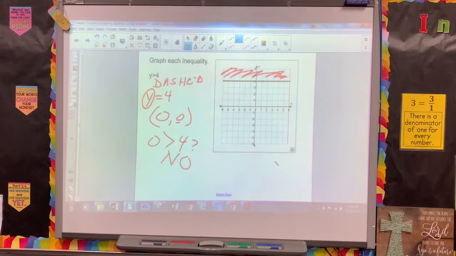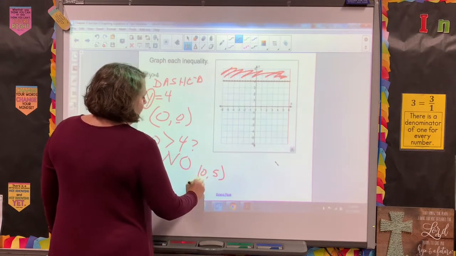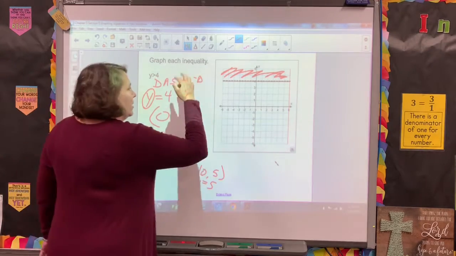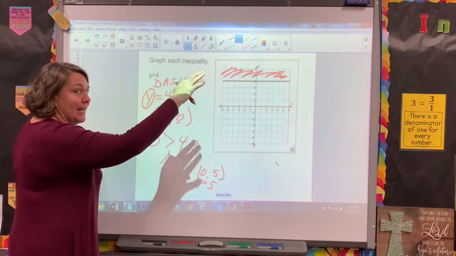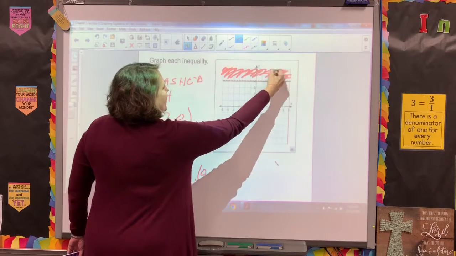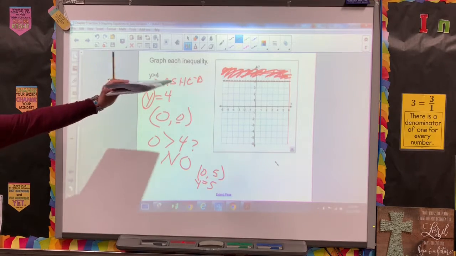And you can always check it if you want to. I'll pick 0, 5. Y is 5. Is 5 greater than 4? Yes. So your solution set is any point in this shaded region. And it goes up, of course, forever. Not on the dashed line.